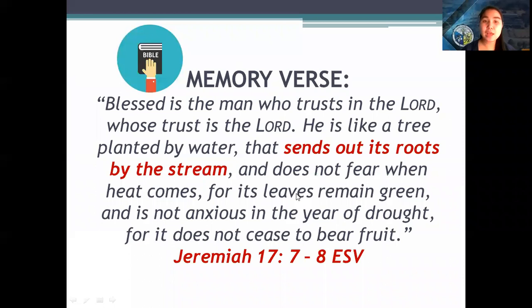It says, "Blessed is the man who trusts in the Lord, whose trust is the Lord. He is like a tree planted by the water that sends out its roots by the stream and does not fear when heat comes, for its leaves remain green, and is not anxious in the year of drought, for it does not cease to bear fruit."